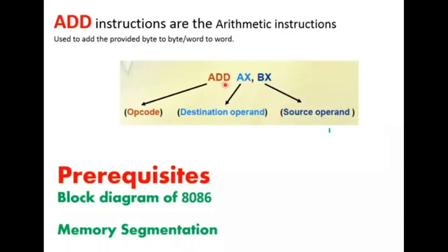See here, add we have given, this is our operational code, or we can say opcode, or we can say mnemonic. This operation we are going to perform on these values, on these operands. The first operand is the destination operand, the second operand is the source operand. Remember, always the first one is destination, the second one is source, and this is opcode. So we'll see one by one.